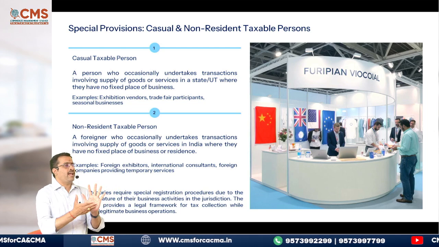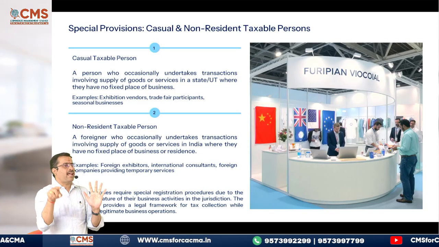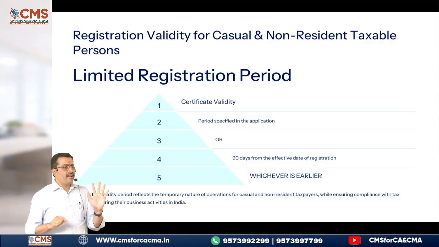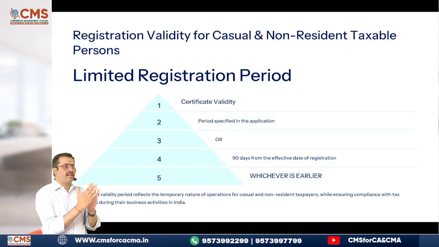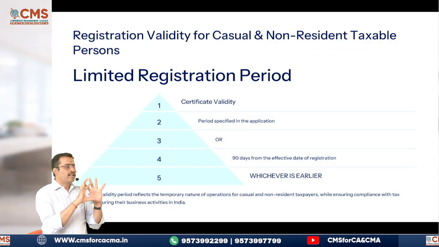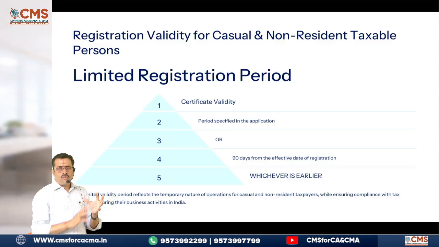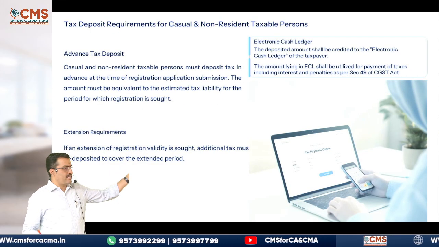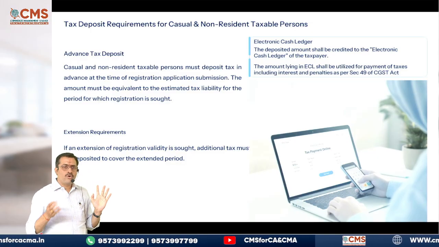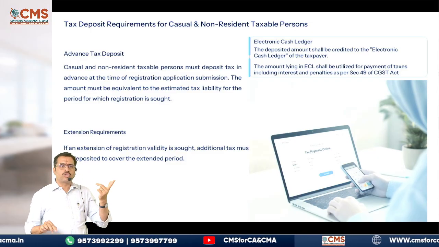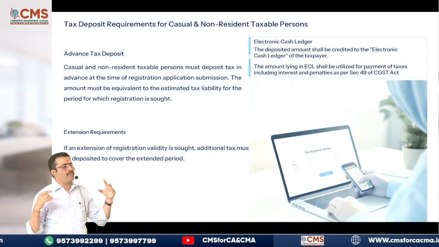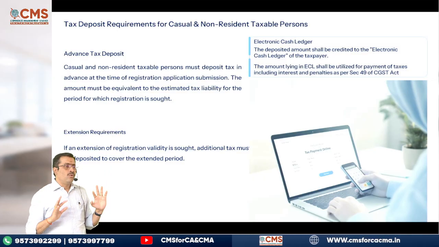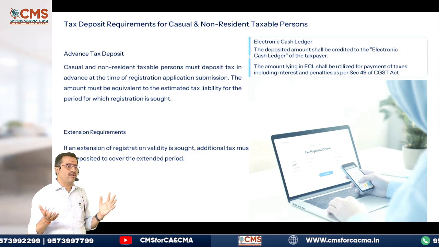By applying, what they have to do? They have to select the time period up to which they want registration. The maximum time period allowed is how much? 90 days. For the time period, whatever is allotted, what they have to do? They have to pay the tax in advance. Whatever tax they pay, where will it go and sit? Electronic cash ledger, it will go and sit. Correct or not? The amount sitting in the electronic cash ledger can be used to pay what? Any output tax. It can be output tax, interest, levy, penalty, etc.